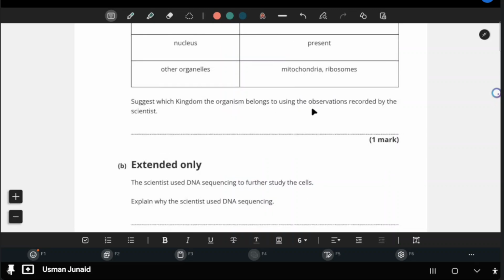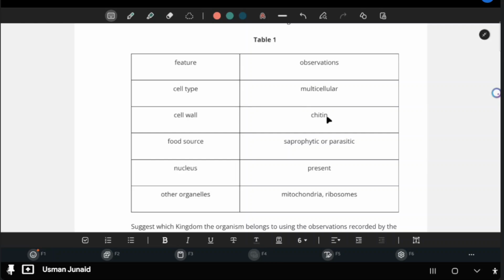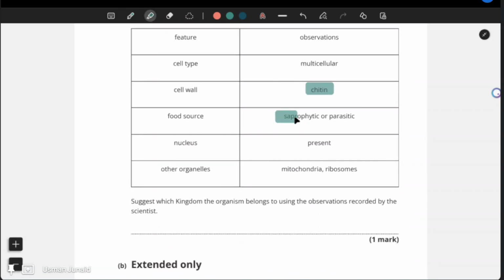suggest which kingdom the organism belongs to using the letter. Okay. So it is multicellular. It has chitin as the cell wall. This is a major feature. Chitin. It is saprophytic or parasitic. This is another major feature. It has a nucleus, so it's eukaryotic, and it has other organelles. So, what do you think this is? What kind of kingdom does this belong to?